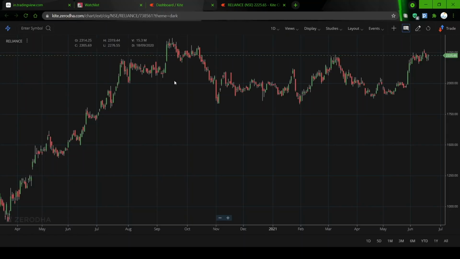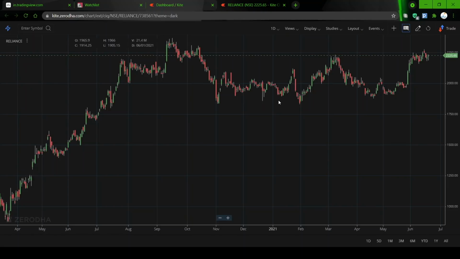To determine that, a trained chart reader will know from here that the stock is going up and right now it is consolidating. But for a newcomer, or one who is doing it for the first time, it is better to take the help of moving averages. So I am going to add the moving averages, which can help us decide whether it is the right time to enter the stock.